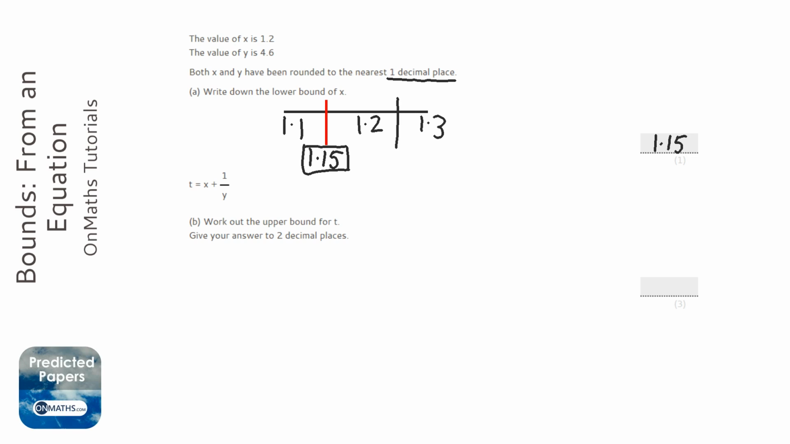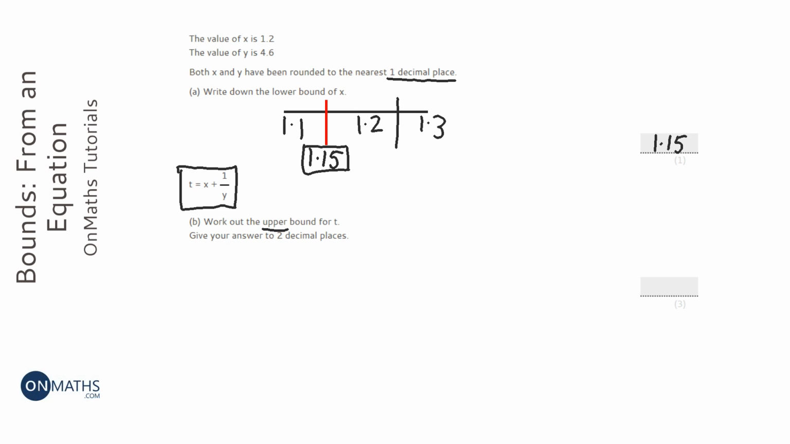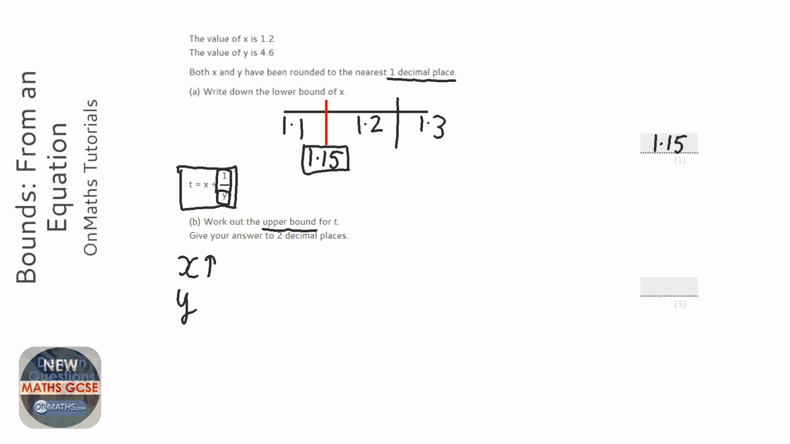Now this is a slightly harder question in B because we're given this formula here. We've got to be careful when we're using formulas. We're looking for the upper bound of t, so we're looking for t to be as big as possible. For t to be as big as possible, x needs to be as big as possible because we're adding it. But the bigger y is, the smaller that fraction becomes.